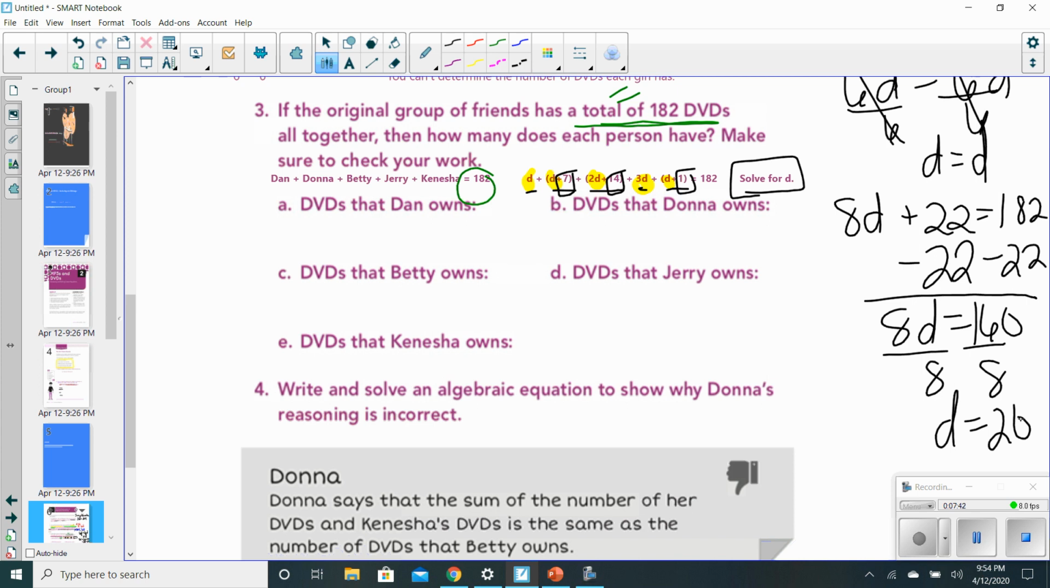So remember, we said that Dan equals D. So that means that Dan owns 20 DVDs. Now, in order to find the other 4 friends, all you need to do is plug D into the original equation. So for D plus 7, plug in 20. For 2D plus 14, plug in 20. 3D, plug in 20. D plus 1, plug in 20. And that will give you your answer.